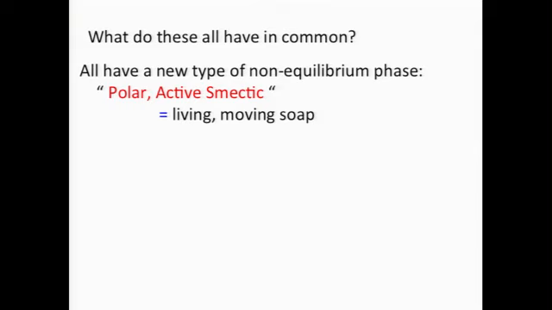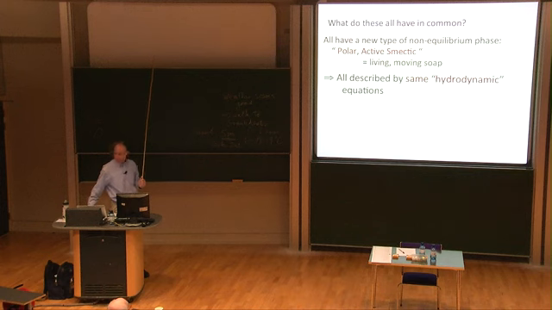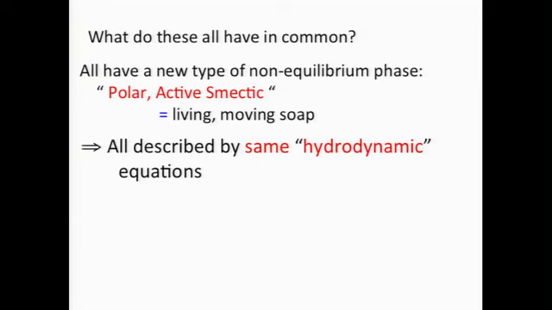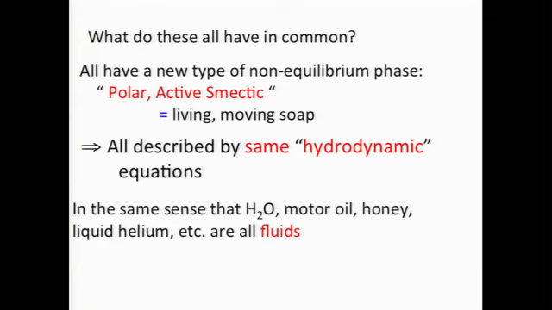you. Okay? So another way to describe a polar active smectic is living, moving soap. So the soap part is the smectic. That just means a layered structure. Living means it's active, and moving means it's polar. Okay? So anything that's polar and active will move in the direction orthogonal to the layers. So these systems all have the same symmetry. So they should all be described by the same hydrodynamic equations. And what I'm going to do today is formulate those equations and tell you what they imply about the behavior of these systems.